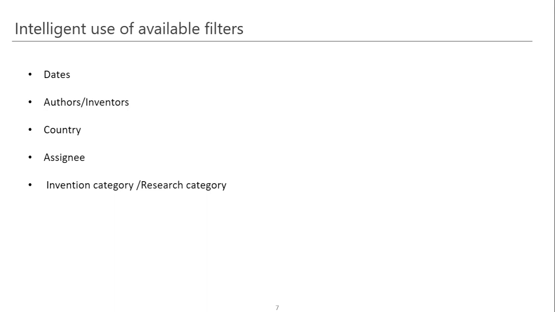these databases also provide filters like the authors, the inventors, the country where it is published, the assignee, or the invention or research category. When we talk about invention or research category, most of these databases have grouped their published papers or inventions in a particular tech category. For example, if you want to find scholarly articles related to image processing, they will be grouped in one particular class of the technology. So we have to see how we can use these available filters in order to get more relevant results.